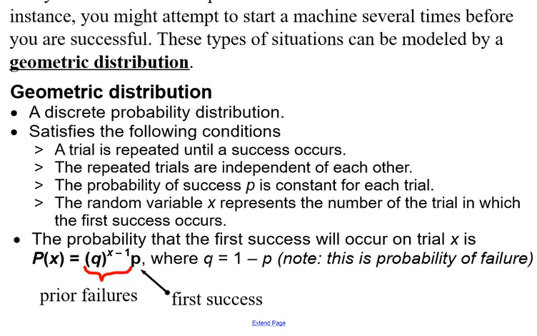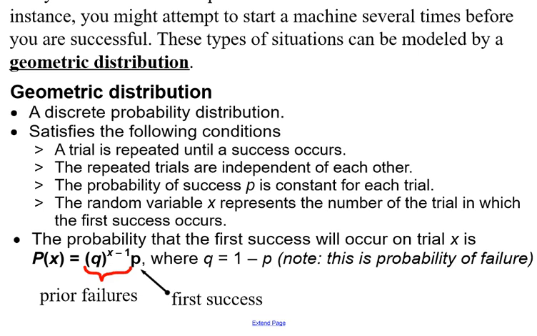Geometric distributions are for a discrete probability distribution. You have to be able to count the individual trials. They have to satisfy the following conditions. A trial is repeated until a success occurs. The repeated trials are independent of each other. The outcome of one is not going to affect the other. The probability of success, P, is constant for each trial. That has to do with the independence. The random variable X represents the number of trials in which the first success occurs.